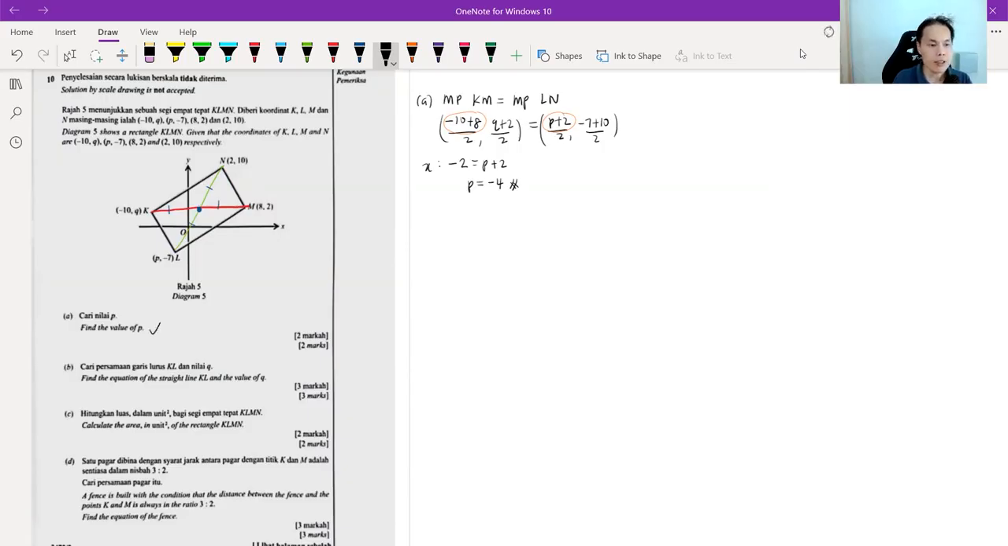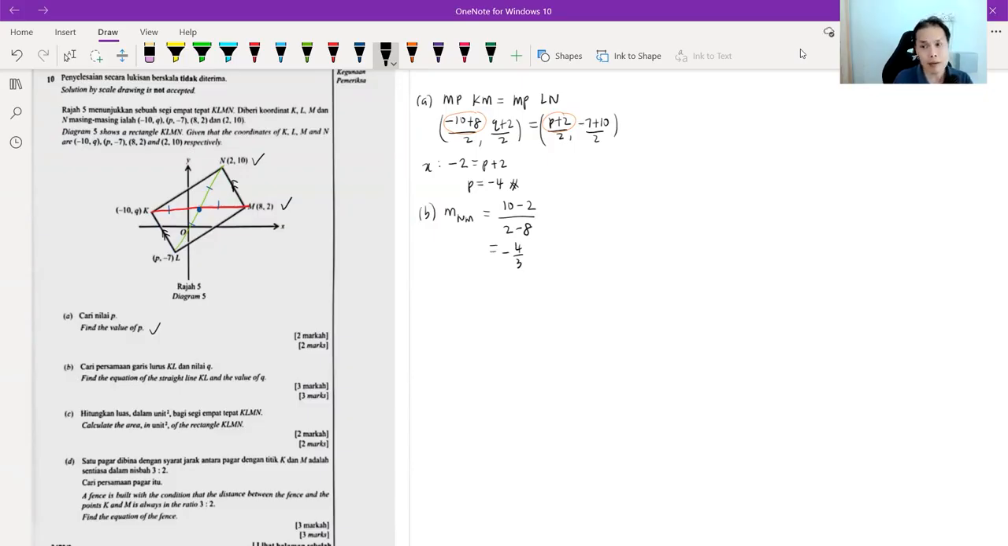The next thing is we're going to find the equation of straight line KL. Well, you can see KL here is parallel to NM. When two lines are parallel, we know the gradient must be the same. So let's find the gradient of NM, since I know coordinate points N and M. So I'm going to use 10 minus 2 over 2 minus 8. So this is 8 over 6, which is 4 over 3. But there's a negative in front. 2 minus 8 is negative 6. Negative 8 over 6 is negative 4 over 3.